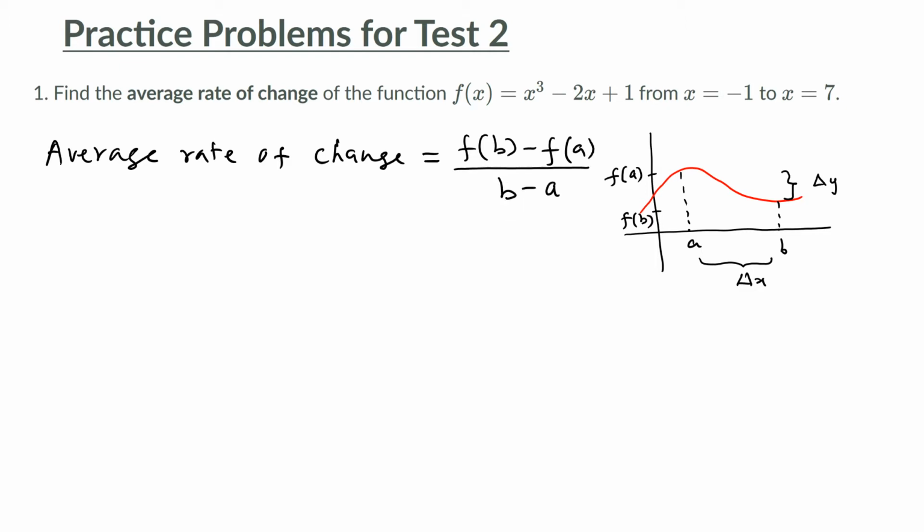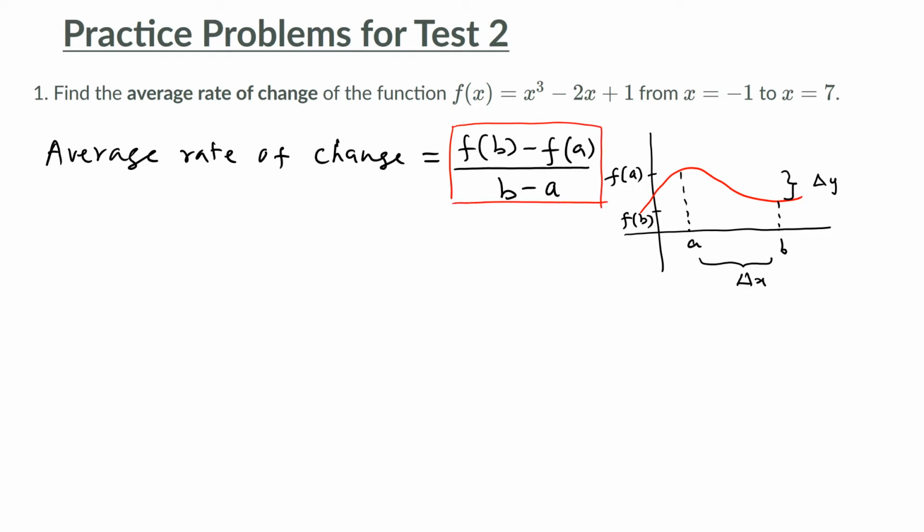The order matters. If you write f(b) minus f(a), you have b minus a. But if you write f(a) minus f(b), then we write a minus b. But normally we write f(b) minus f(a) because a is the starting value, b is the ending value. So we subtract the initial values from the ending values. That's the definition, so I'm going to highlight that. That's the formula for the average rate of change.